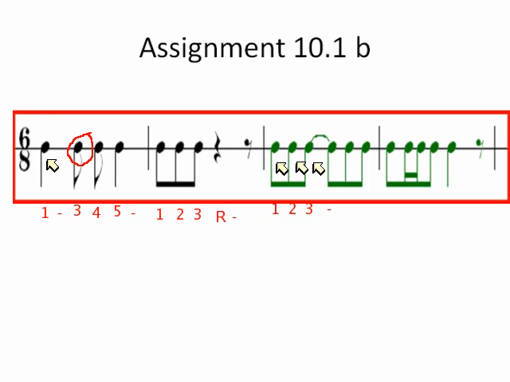So if that eighth note took up one beat right here, then what will the next eighth note, which beat will it occur on? And some people already have that. That is correct. It is beat number five. And then you have another eighth note.